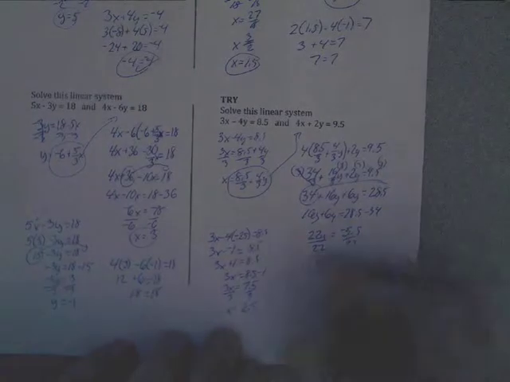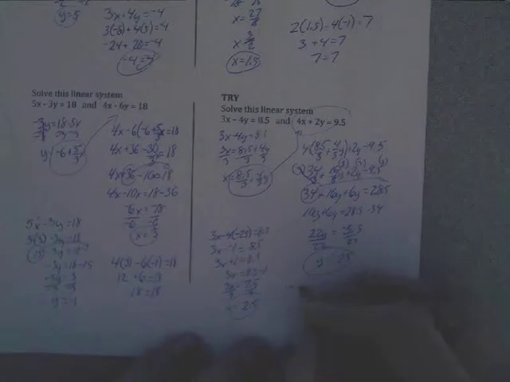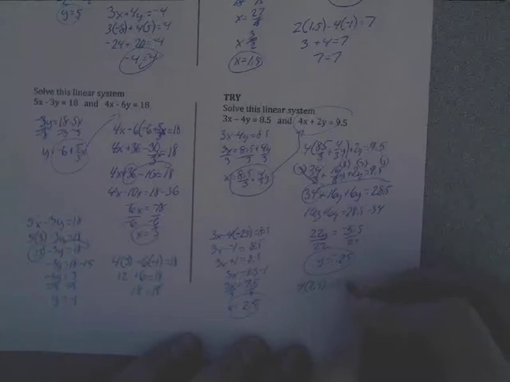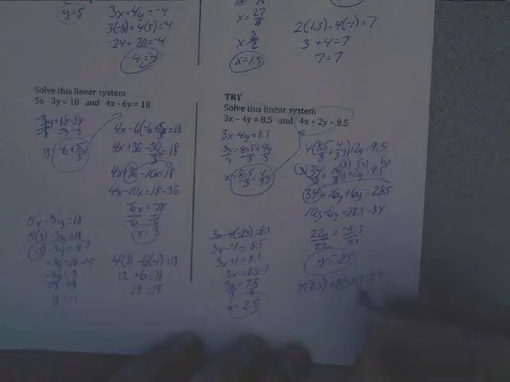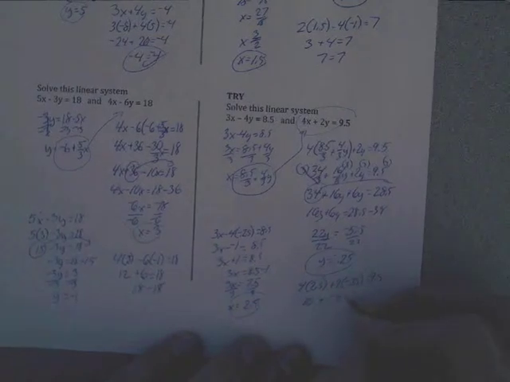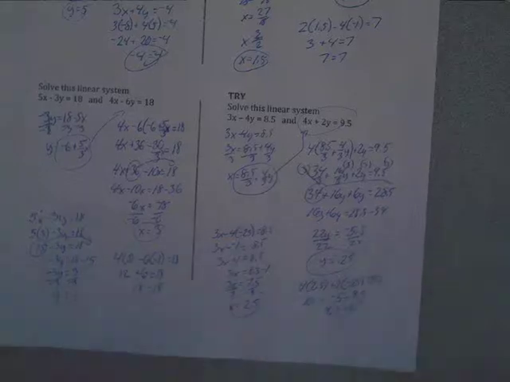Take these two numbers and plug them in this equation. So I get 4 times 2.5 plus 2 times negative 0.25 is equal to 9.5. 4 times 2.5 is 10, plus 2 times negative 0.25 is negative 0.5, is equal to 9.5, and 9.5 is equal to 9.5. There it is.